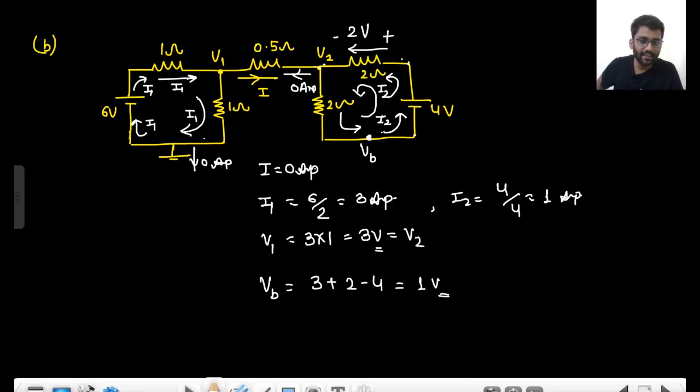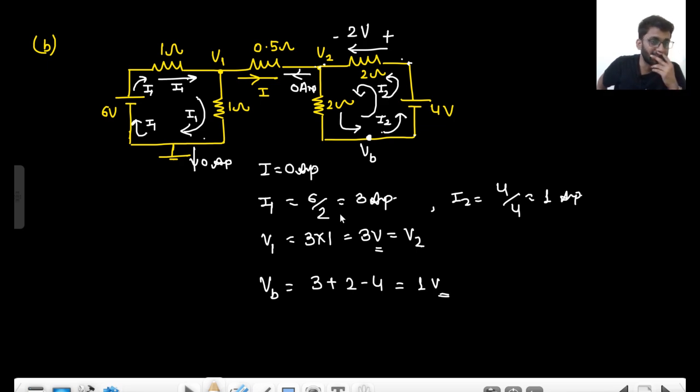In the previous question, we can't really apply the nodal analysis. If we apply the nodal analysis, what will we write? V1 minus 6 by 1 plus V1 minus 0 by 1 plus V1 minus V2 by 0.5 ohm. That is fine. But can you apply the nodal analysis at V2? V2 minus V1 by 0.5. What is the potential of this point? Potential of this point is VB plus 4. Do you know the value of VB? No, you don't know the value of VB.